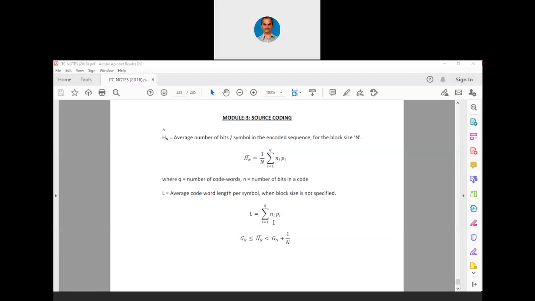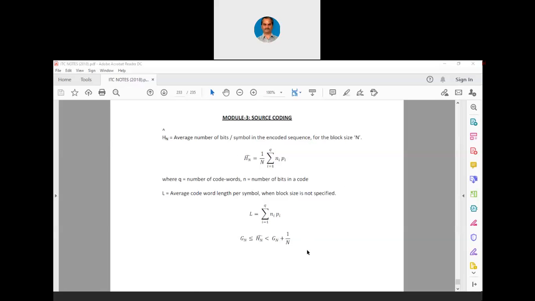When you look at these two formulae, you will feel as if Hn cap is 1 over n summation of i equals 1 to q of n_i p_i, whereas L is equal to summation of i equals 1 to q of n_i p_i. So you will think that Hn cap is having a denominator n. But the point here is that the block size n is specified, and naturally the results are slightly different that way. But essentially both are one and the same.